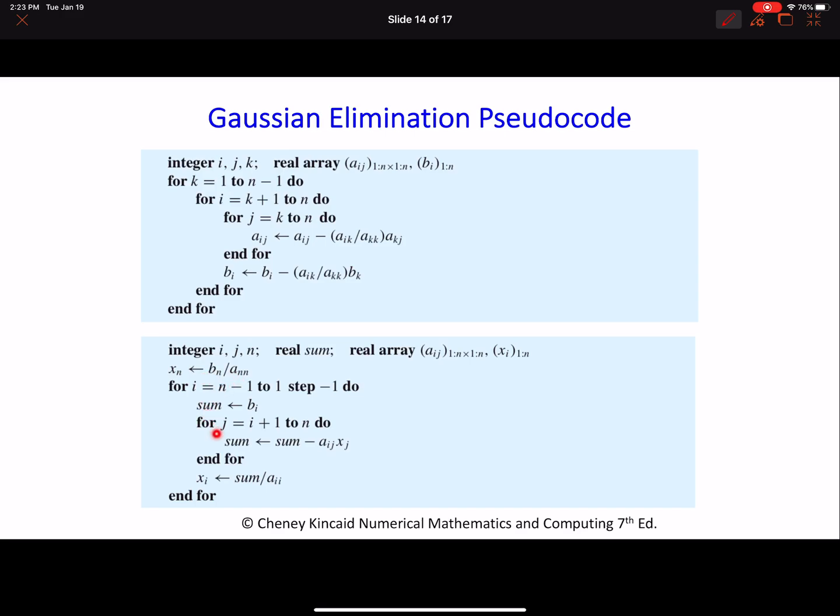And then you substitute. First you compute the sum, right? To start with the sum as said over here, and you keep adding to the sum this negative value, right? And at the end, you just divide the sum by the right pivot, and then you got the solution for that particular variable.